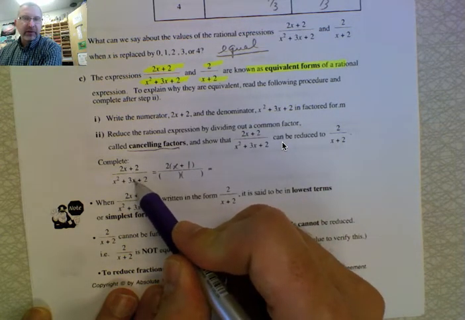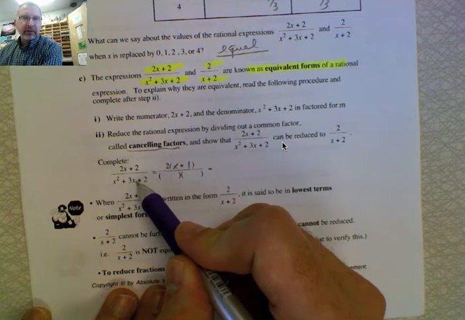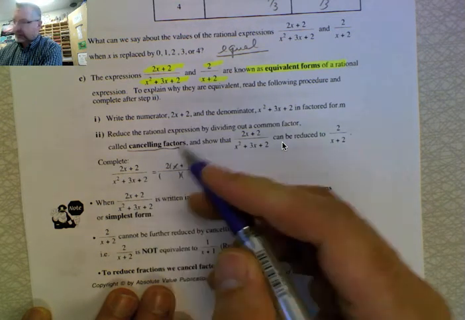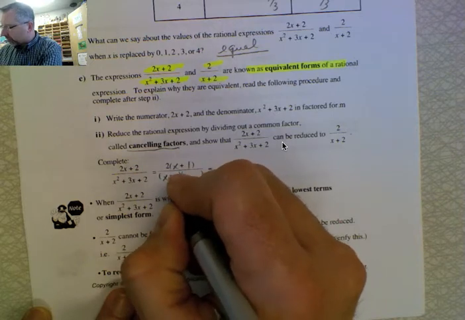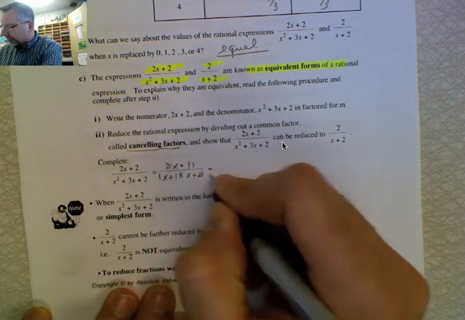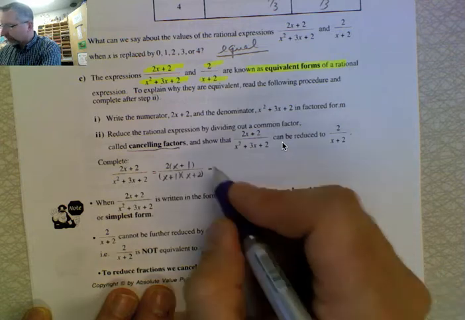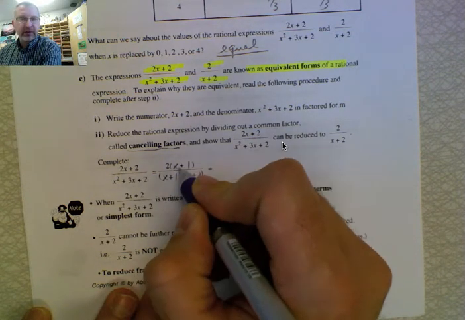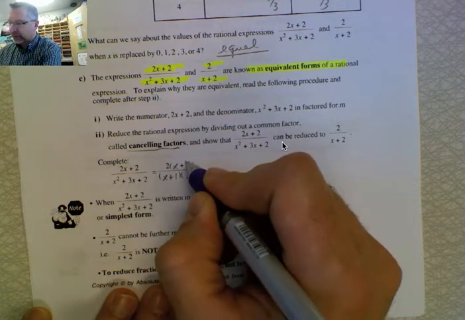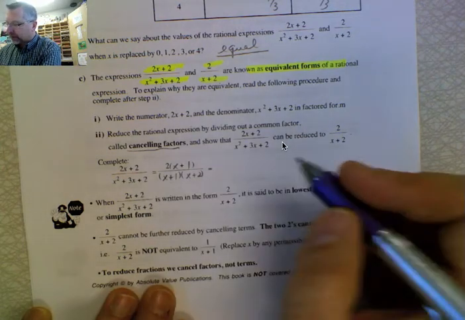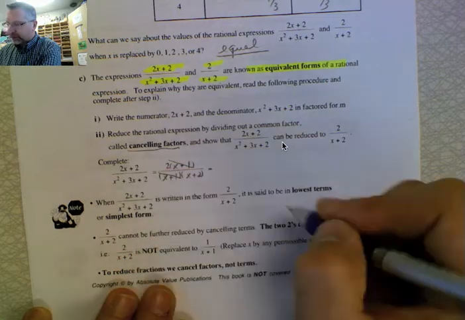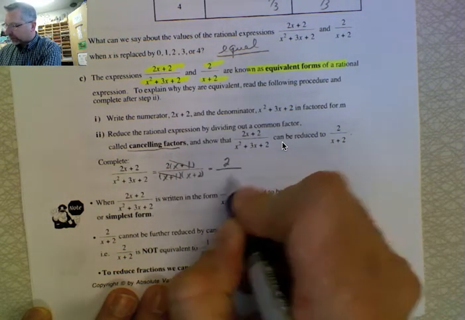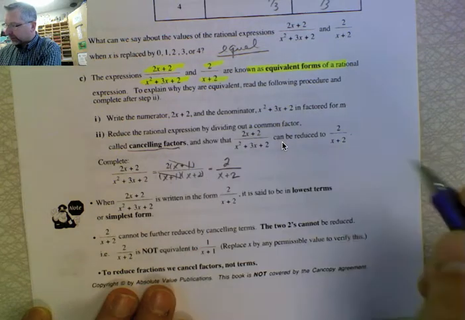If we look at our denominator, we need to use the box method to factor this. We need two numbers that multiply to 2 and add to 3. Well, those two numbers are x plus 1 and x plus 2. So if you look here, we have common factors or common binomials in the numerator and denominator. We have x plus 1 in the numerator and x plus 1 in the denominator. So we can simplify those. We can cancel them out. That leaves us with 2 in the numerator and x plus 2 in the denominator.